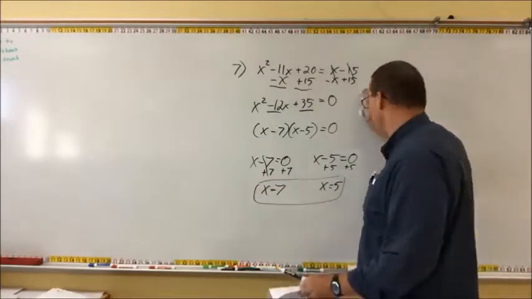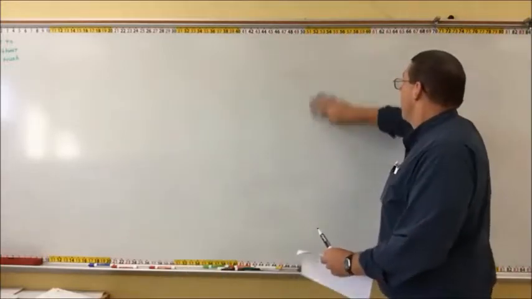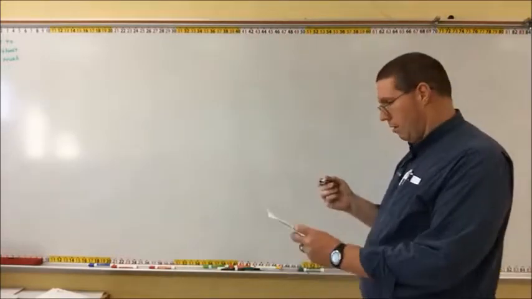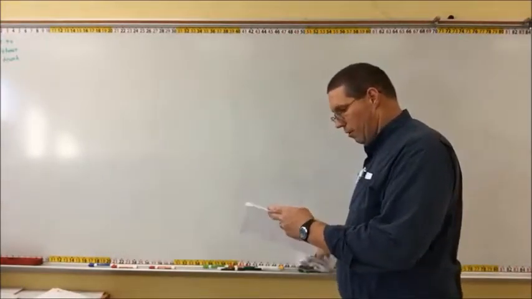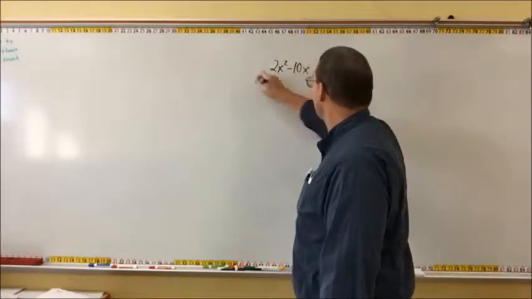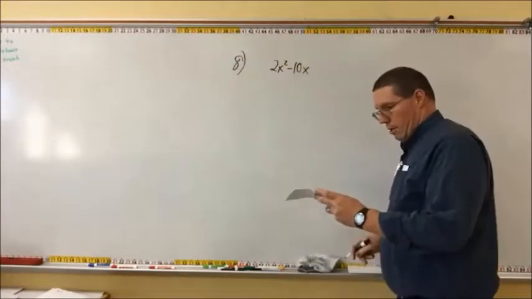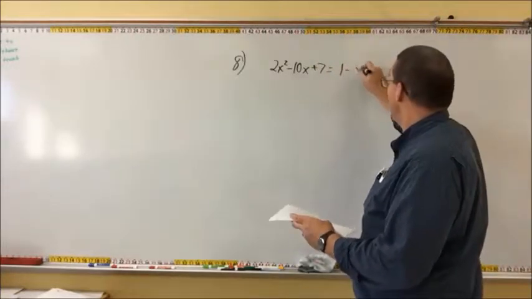Moving on to question number 8. Okay, so question number 8 says 2x squared minus 10x plus 7 is equal to 1 minus x.